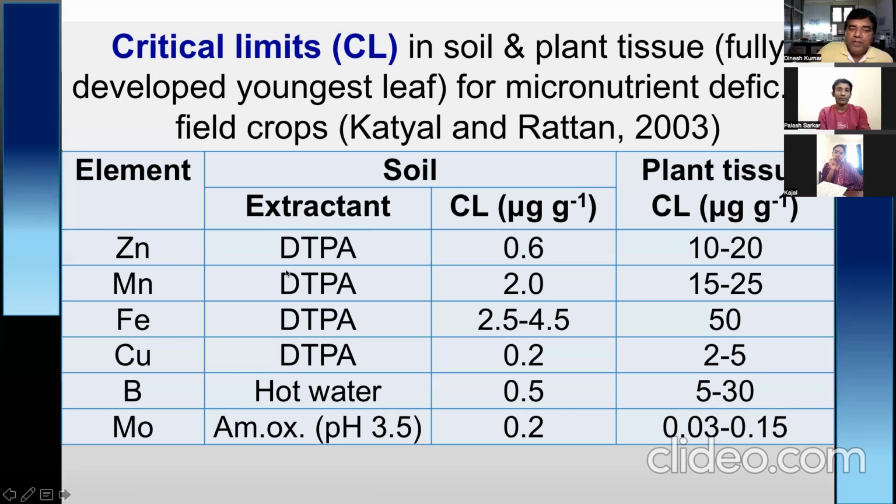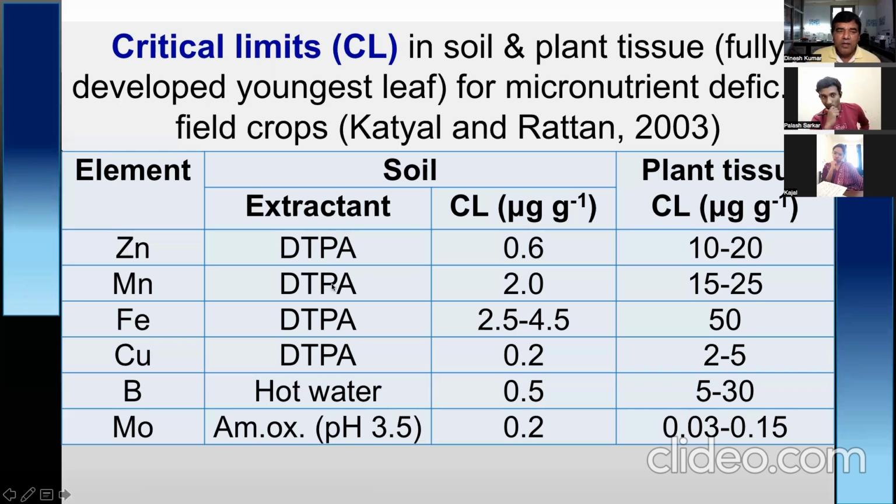So if DTPA is the extractant, then the critical concentration of zinc is 0.6 ppm in soil. You can remember this value, microgram per gram. Microgram per gram, you can write. You can also write milligram per kg. So microgram per gram is equivalent to milligram per kg, and milligram per kg can also be written as ppm. Okay. So this unit, microgram per gram, is equivalent to milligram per kg.